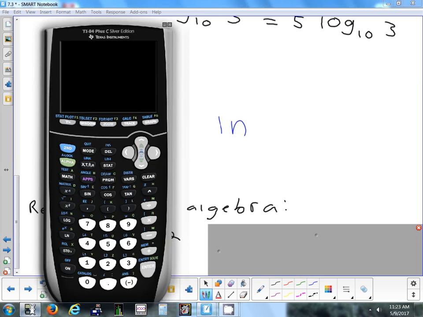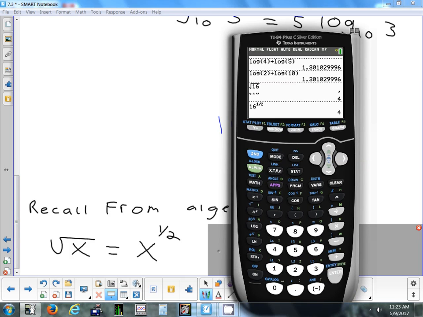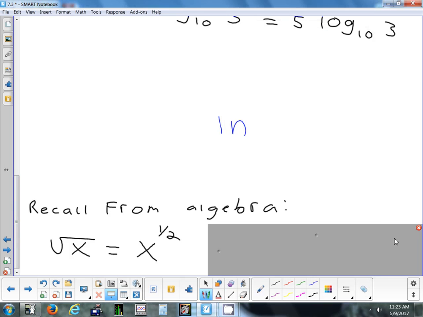And if you ever forgot that, or you wanted to verify and double check it, what do you get if you take the square root of 16? 4. Let's try 16 to the 1/2. 4. So raising something to the 1/2 power is exactly the same as taking a square root. So again, that's kind of just from algebra.